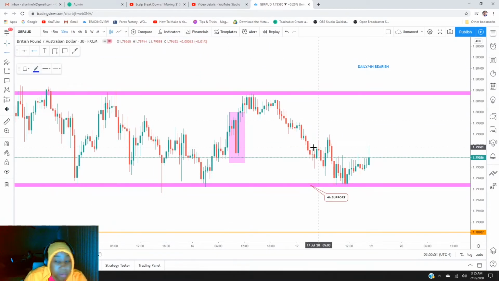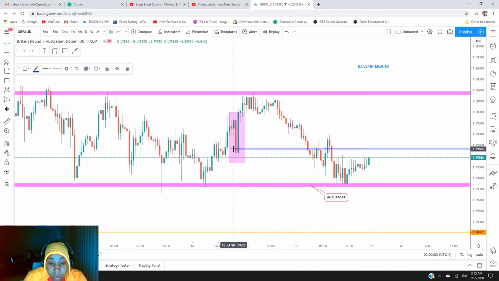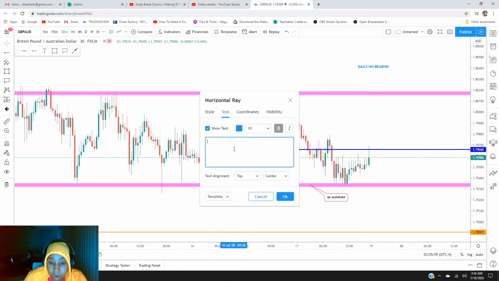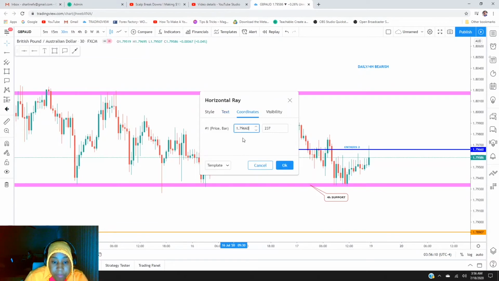And let's make it blue. Okay, and we're gonna put it here, because I took my entry on this bullish candle here, right next to this one right here, and I will explain why in a moment. But let me put entry. I'm gonna put entries there, 2, because I took the second entry. I'm right around maybe 2 or 3 pips away from it, so I'm just gonna put that there.